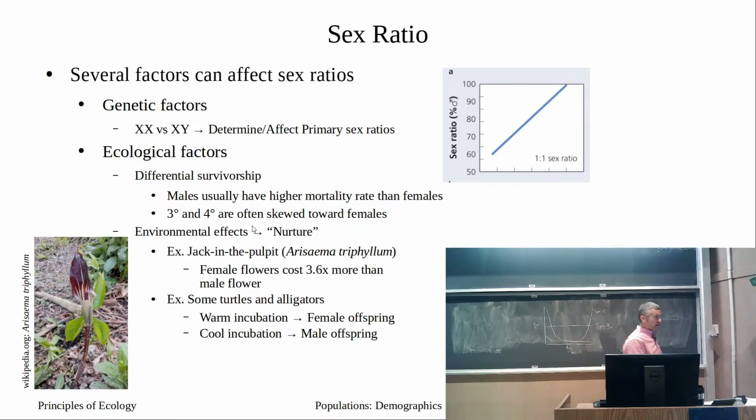Anyways, differential survivorship. I think probably one of the more interesting aspects is the environmental variation. So we also have the nurture component of phenotypic variation that can affect our sex ratios. And we've got two examples. First example is the jack in the pulpit, Arisaema triphyllum, this guy. This flower senses the quality of its environment, and has the ability to shift the likelihood of producing female flowers versus male flowers.